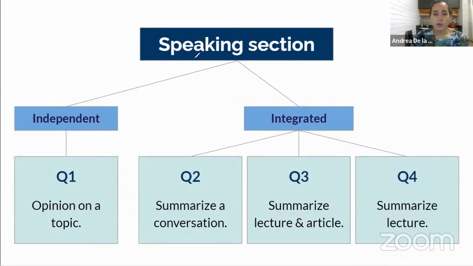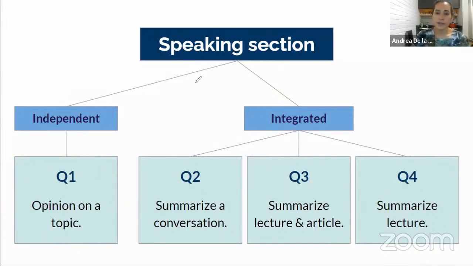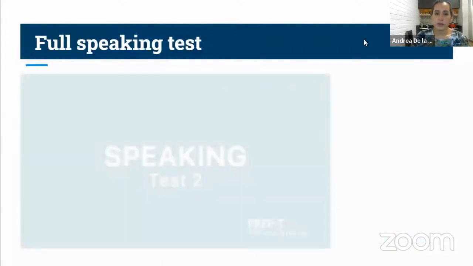Now, how many questions do you guys see on my screen? How many questions do we have in the speaking section? We have 4, right? We have question 1, question 2, question 3, and question 4. We are going to see the 4 of them, and today we will start with question 1, which is the independent question. Okay? Do you guys have any questions before we start with this? Okay, guys, let's keep this part.